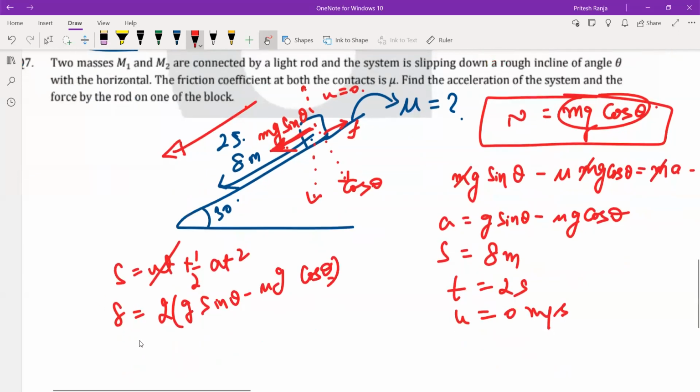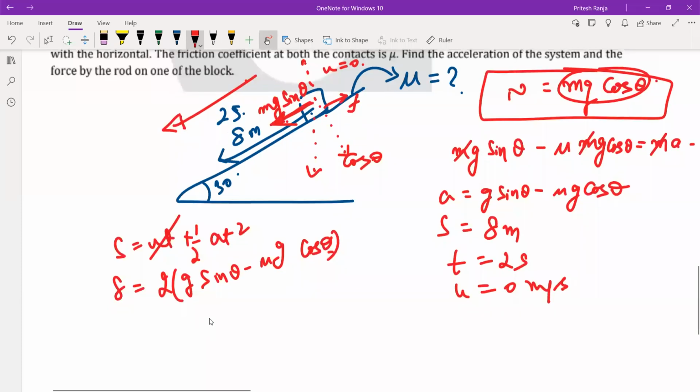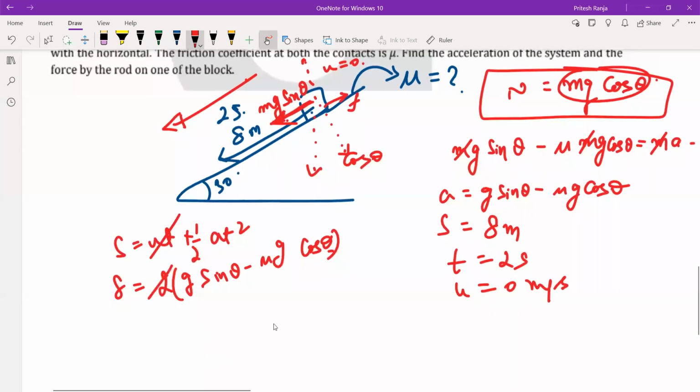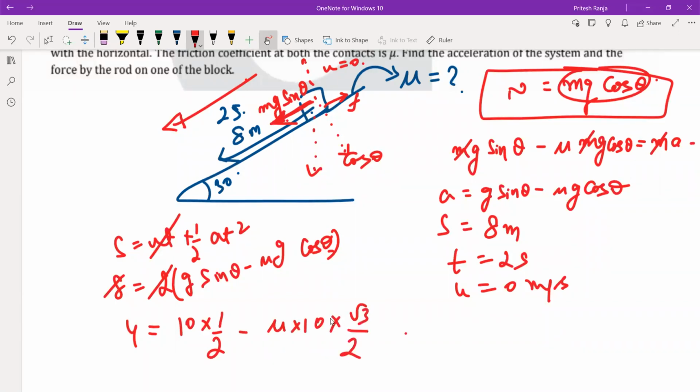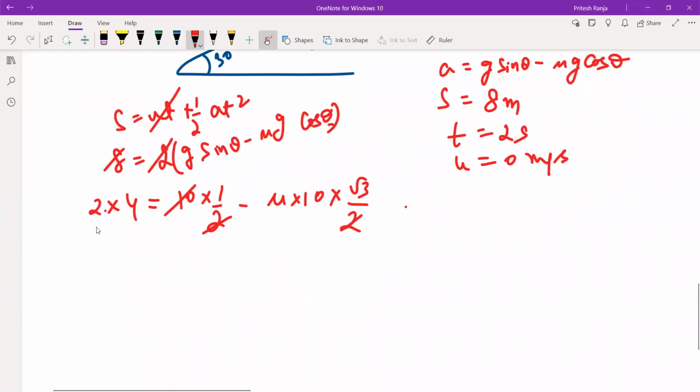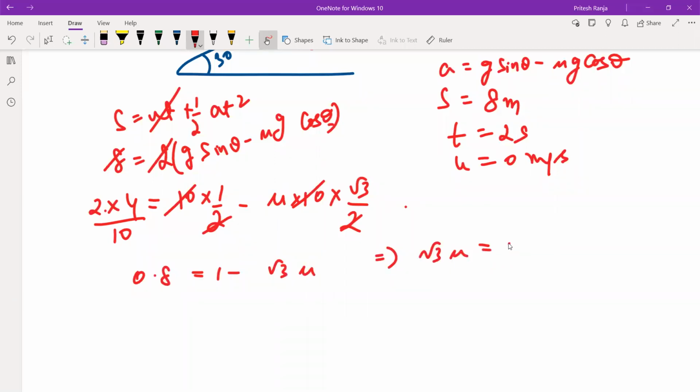So this gets cut, we get 4 equals 10 into sine 30, 1 by 2, minus mu into 10 into cos 30, that is root 3 by 2. So this 2 is multiplied here, this 10 gets divided here. So we get 0.8 equals 1 minus root 3 mu. This gives root 3 mu as 0.2, and mu is 0.2 by root 3.